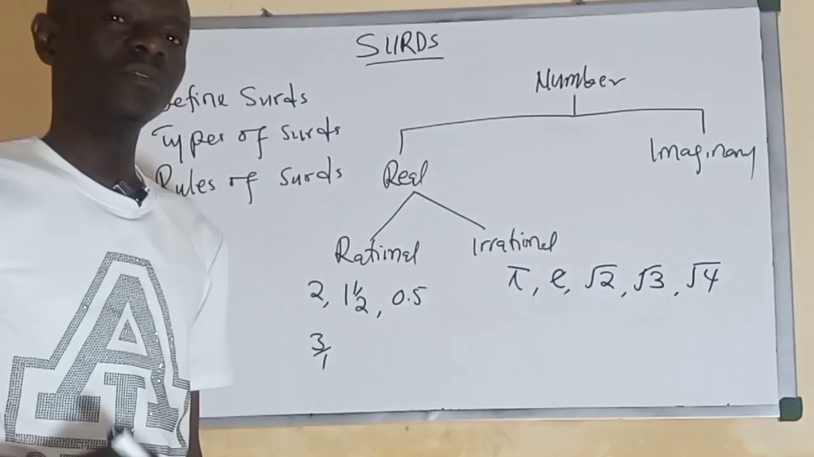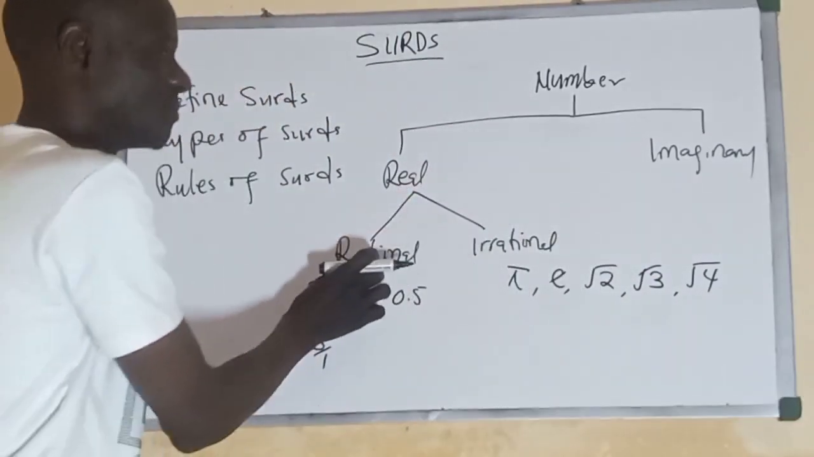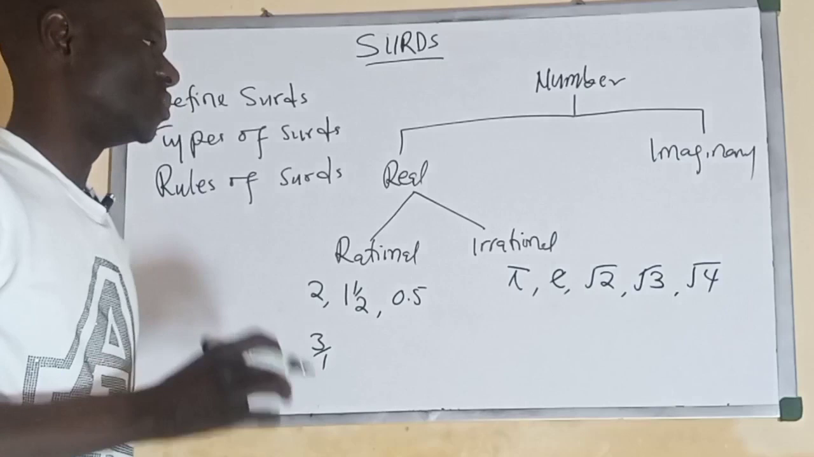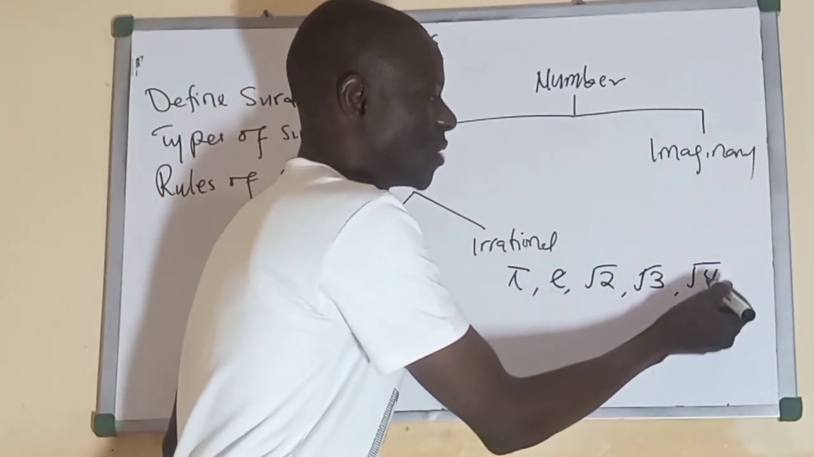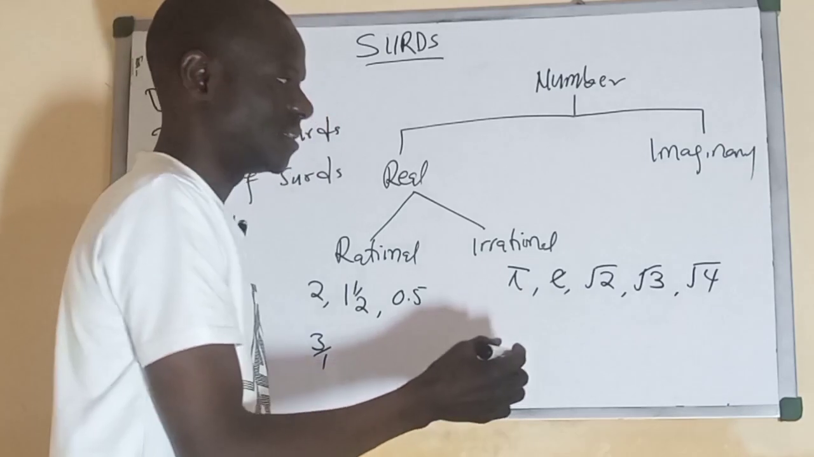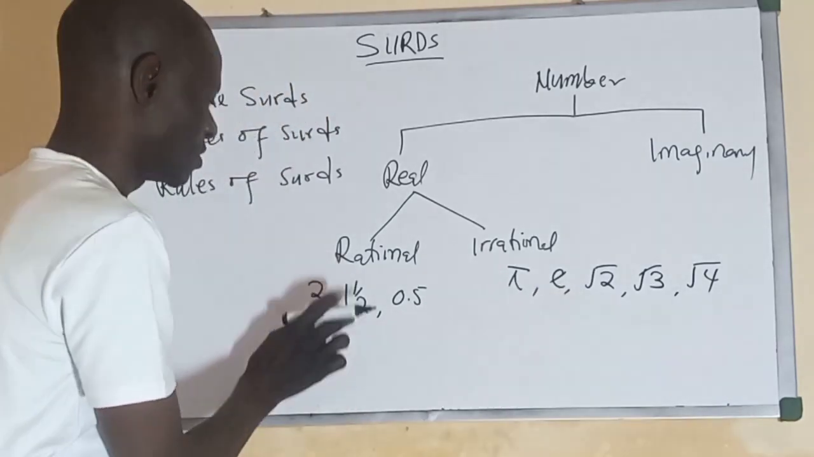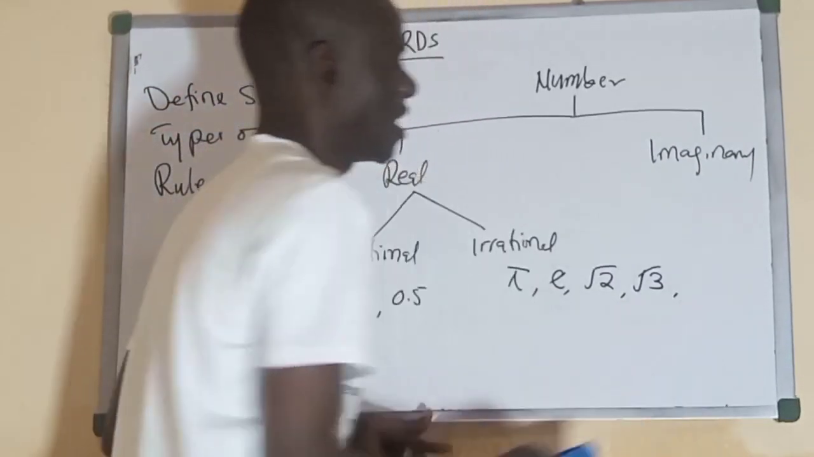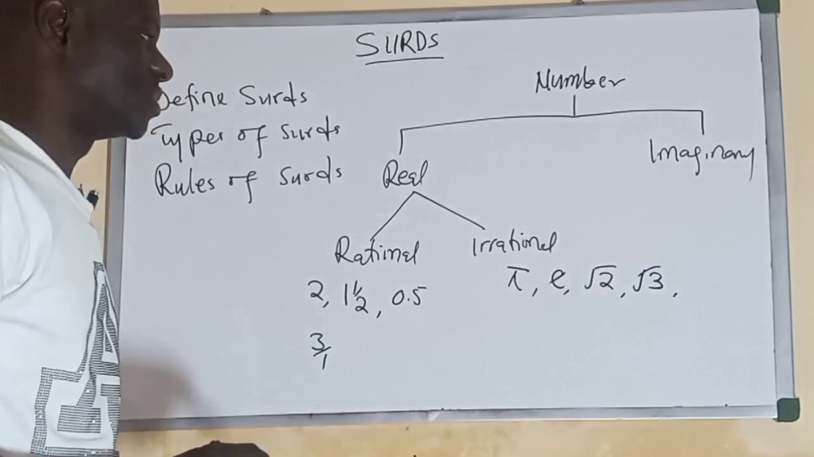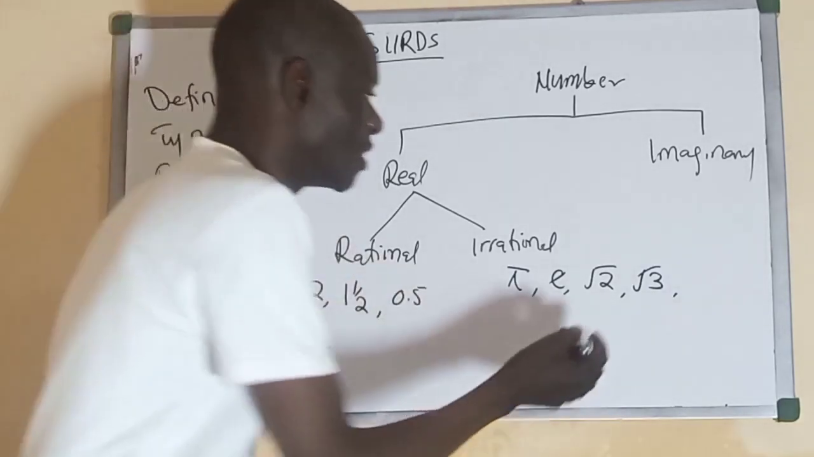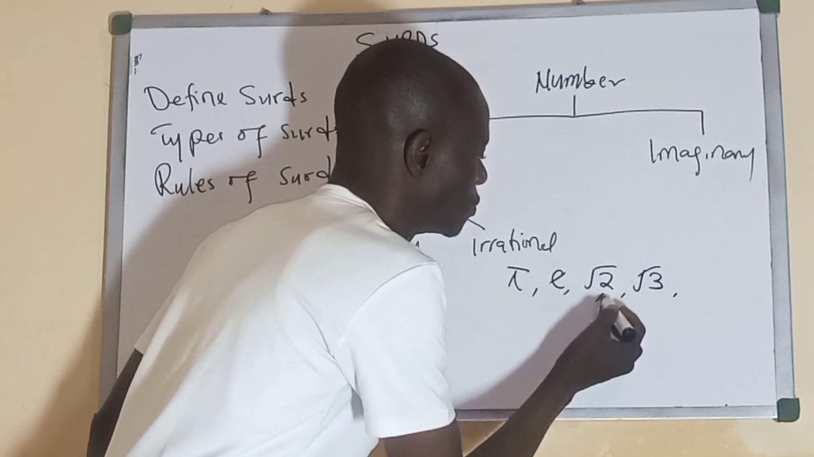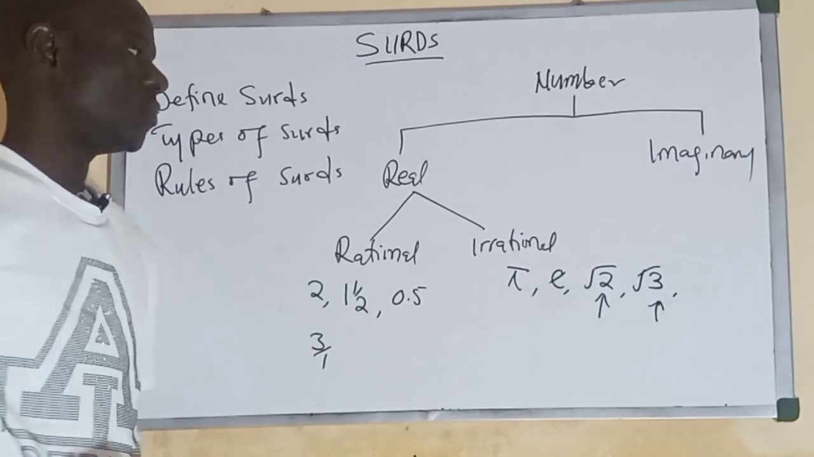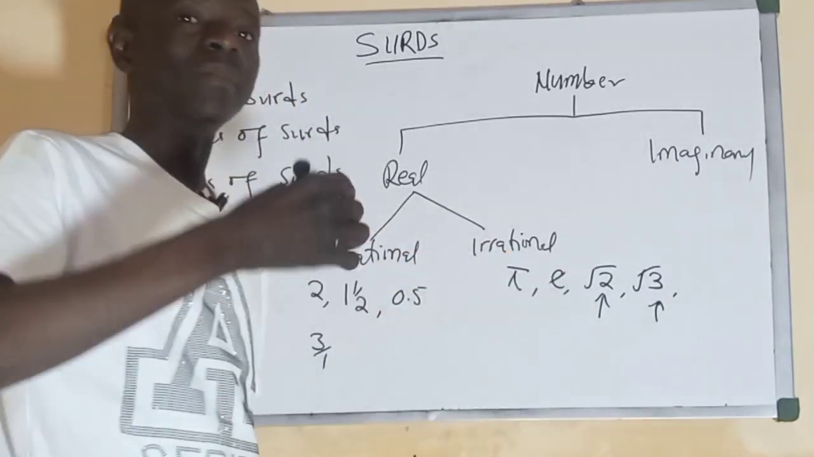Root 4. Root 4 is what? A rational number. I just take it as an example because I'm using root here. The square root of 4 is 2, right? And 2 is a rational number. So this one does not fall into irrational numbers; I just take an example of it. So now, root 2 and root 3 are what? Surds.